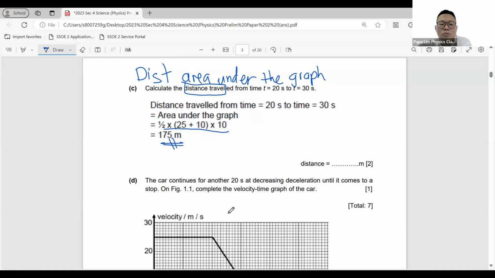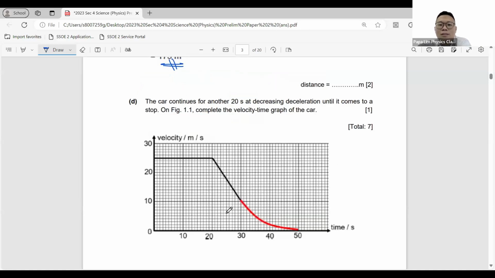Okay, so this is quite straightforward. For D, the question mentions a deceleration for the next 20 seconds, decreasing deceleration. So what does it mean? Deceleration means a negative gradient on the graph itself. If it's decreasing, it means a decreasing negative gradient. Decreasing negative gradient means the graph is actually getting gentler and gentler.